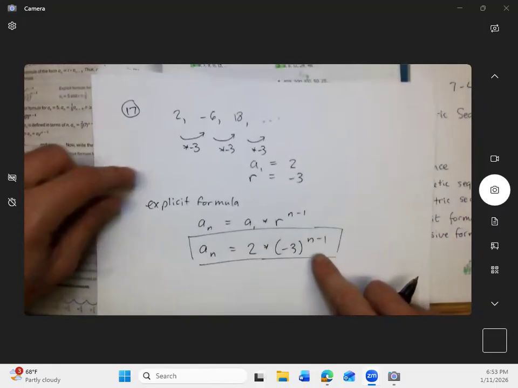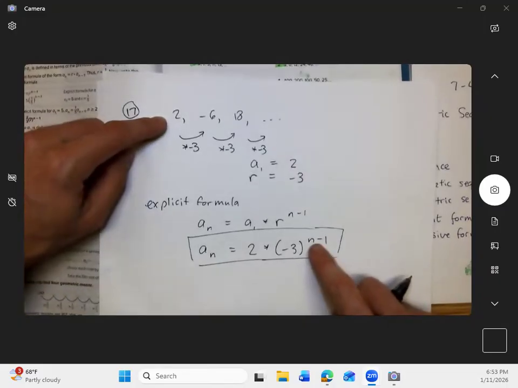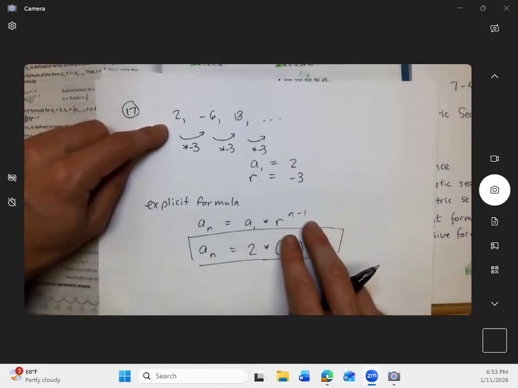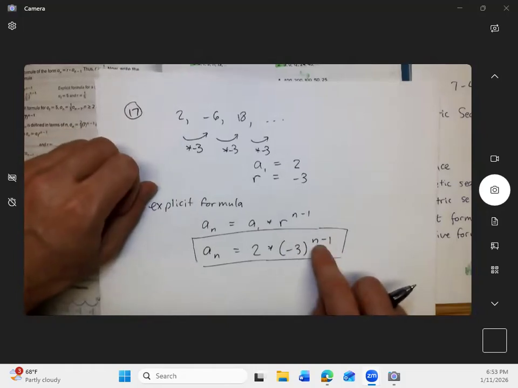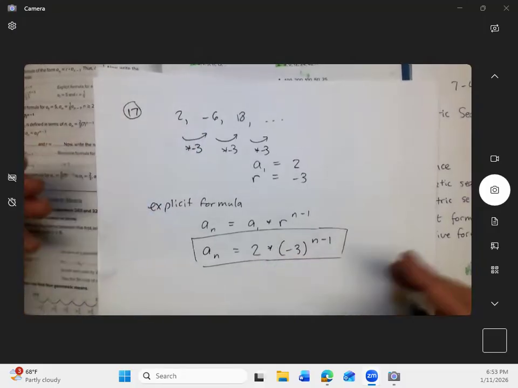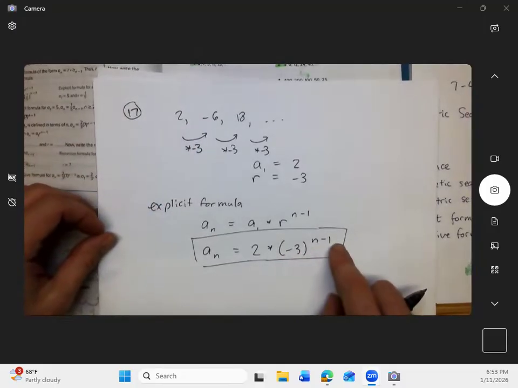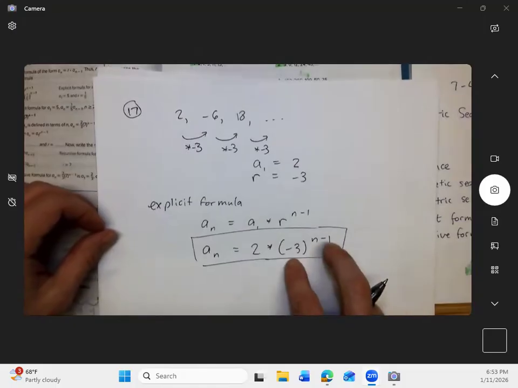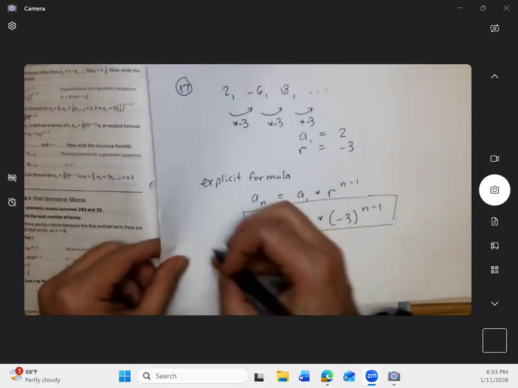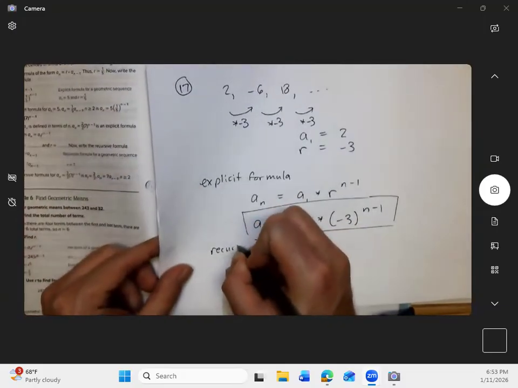Let's test this again. If you plug in 1 for the first term, 1 minus 1 is 0, -3 to the 0 is 1, so a1 is 2. Next term: 2 minus 1 is 1, -3 to the power of 1 is -3, times 2 is -6. Third term: 3 minus 1 is 2, -3 squared is +9, times 2 is +18. Yeah, it's checking out. All right, how about recursive?